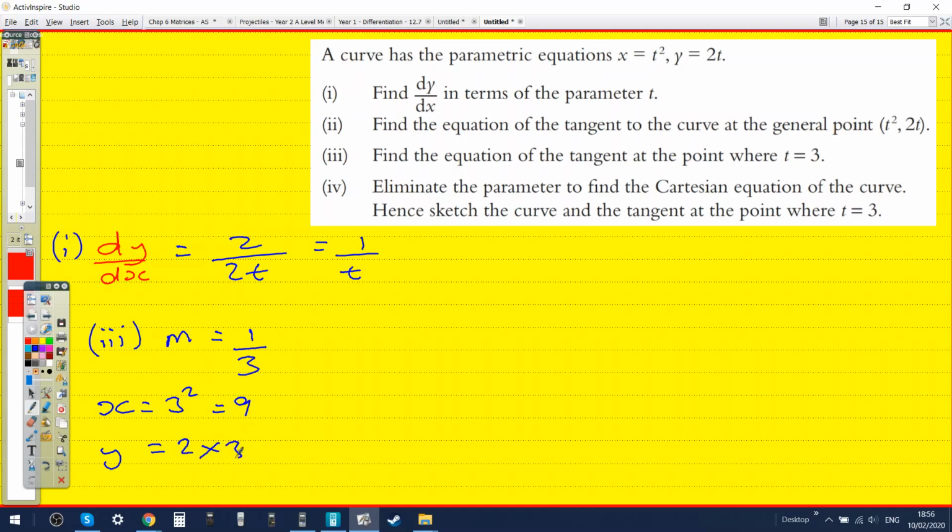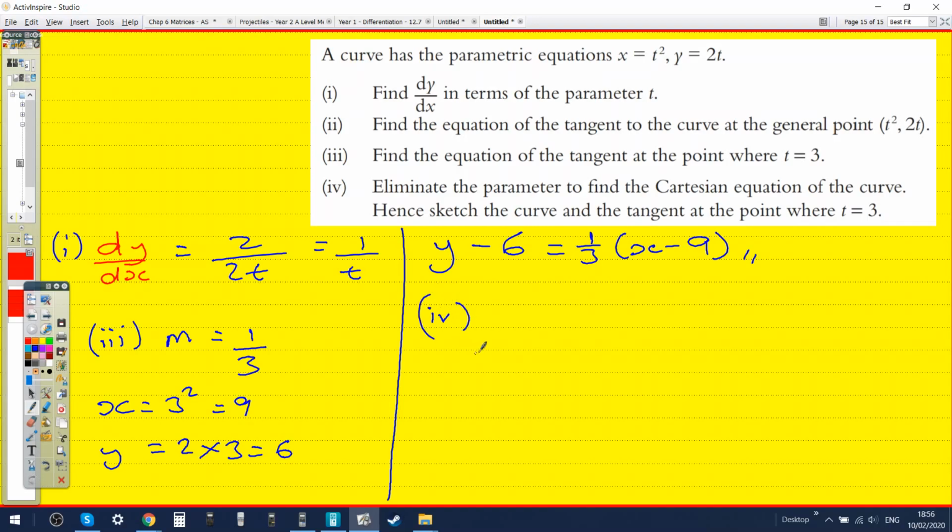So then y minus y1 equals m times x minus x1. Y minus 6 equals a third times x minus 9. Yeah, and they didn't say to do anything with it. Okay. And how about part 4? Part 4: eliminate the parameter to find the Cartesian equation of the curve.